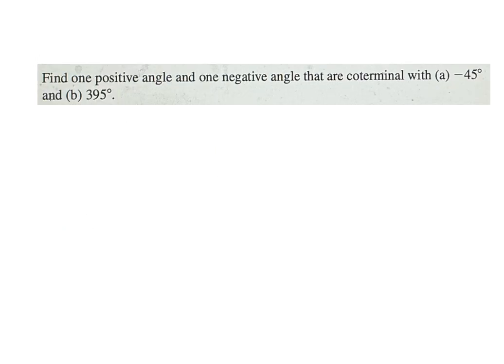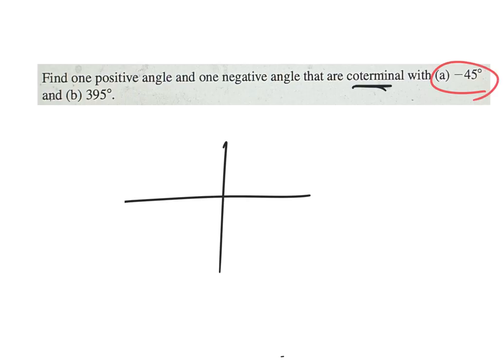All right, next part says find one positive angle and one negative angle that are coterminal. That's a big word. Coterminal means an angle that's got the same initial and terminal side but has a different measure. Again, it looks like the same angle, but the degree is different. So the first one says negative 45. Let's draw negative 45 first. Start here. Remember, that's negative 90. So negative 45 is halfway to negative 90, going right there.